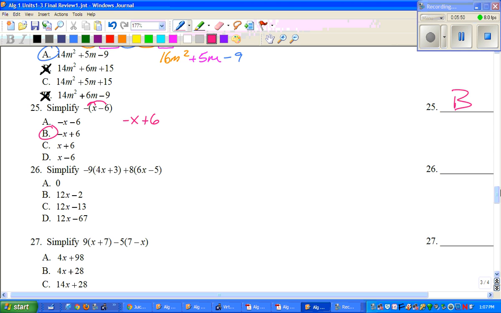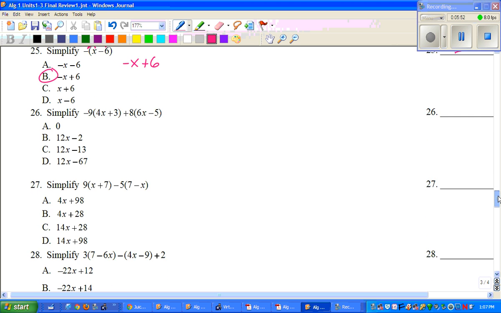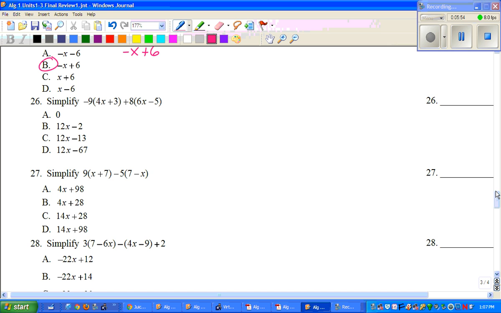Okay, number 26. Now I'm just going to pause this real quick to make sure that my copy is saying the exact same thing as yours, because sometimes it doesn't print correctly, so hold on real quick. Okay, I'm good to go.